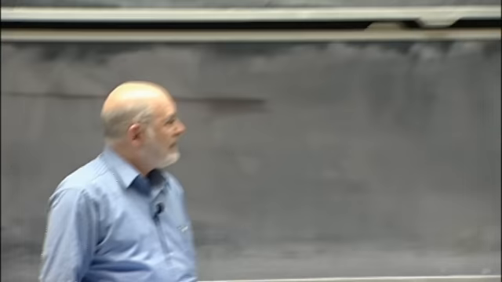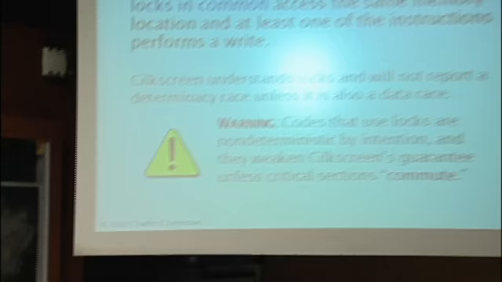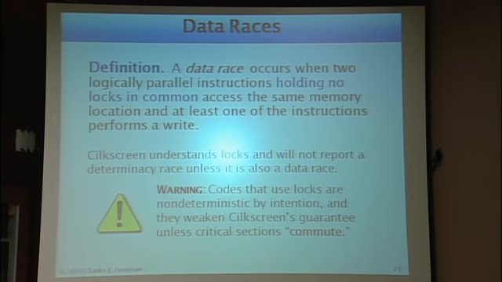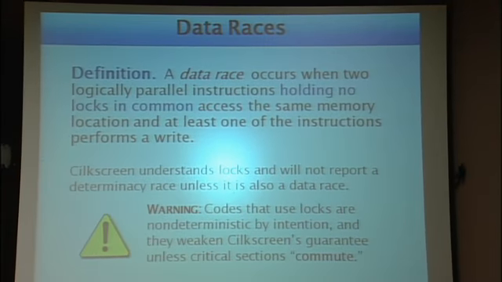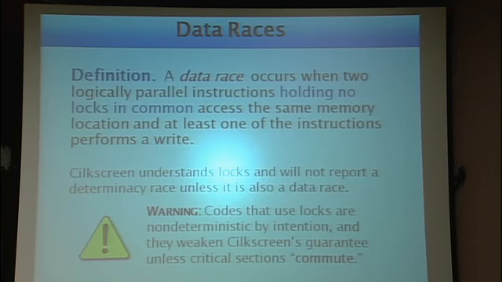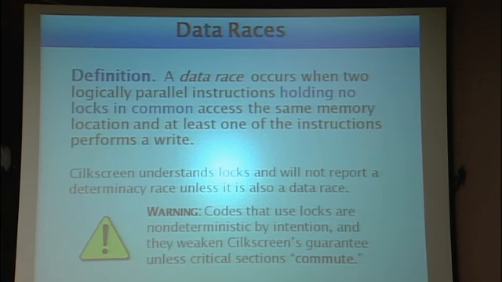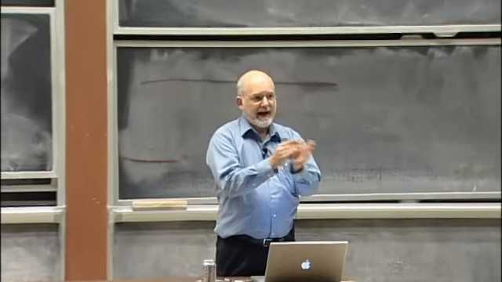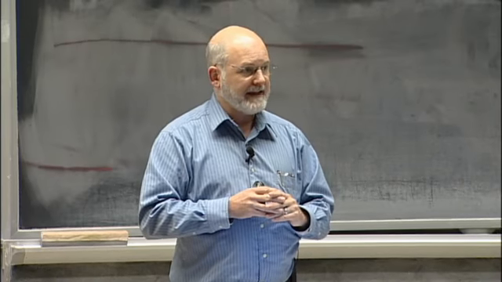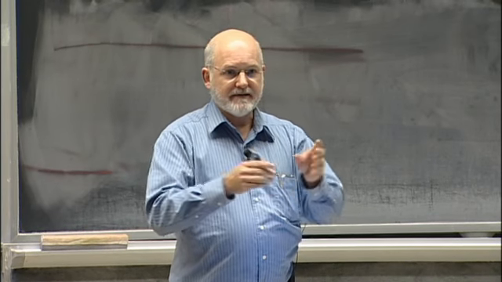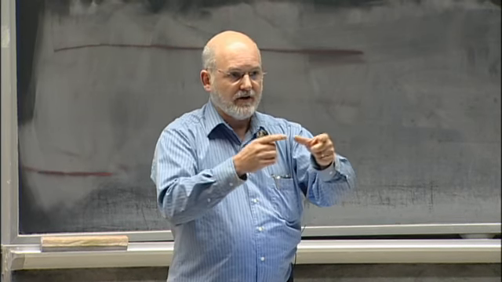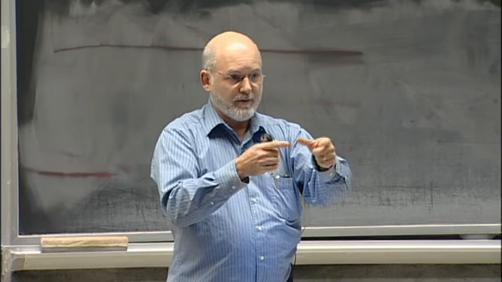However, since codes that use locks are non-deterministic by intention, they actually weaken Silkscreen's guarantee. And in particular, in its execution, if it finds a data race, it's going to ignore that data race, but now it is only going to follow one of the two paths that might arise from that data race. It doesn't follow both paths.